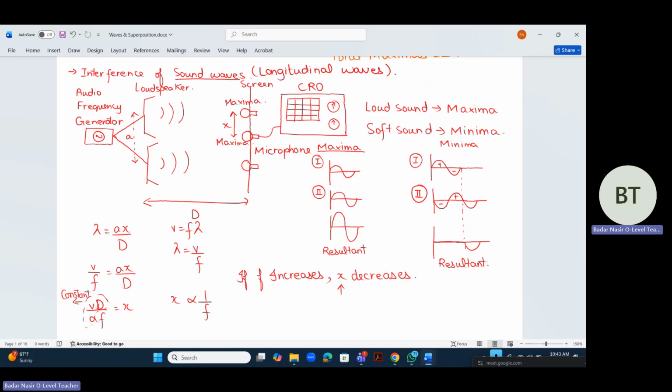If you increase the distance between the loudspeakers and the screen, so what happens to the fringe separation then? If I have to study the relation between x and d, x and d will have a direct relation. If you increase the distance, then the gap between the maximas will also increase.